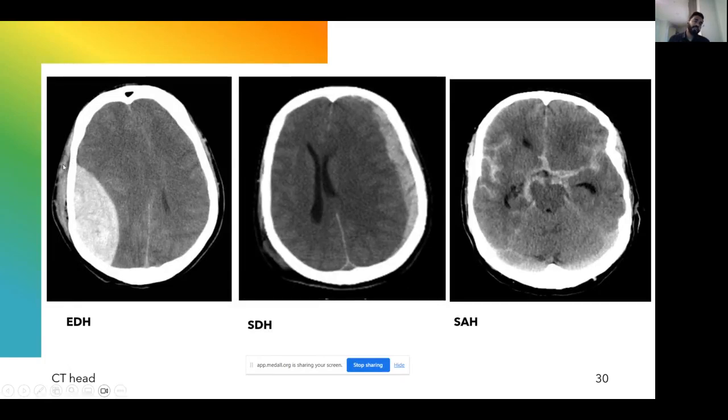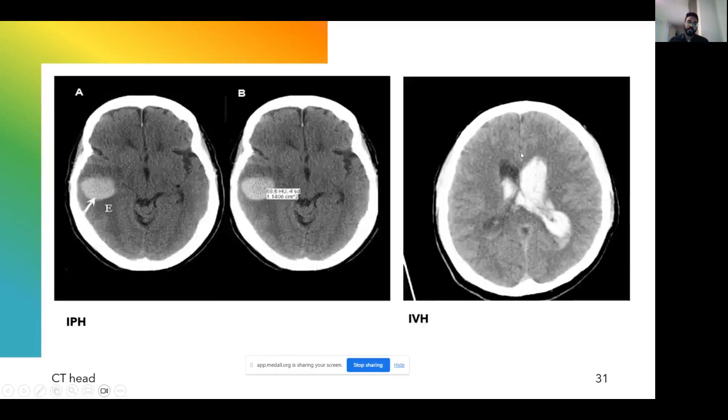The important point is it is not passing the suture line. So this is extradural hemorrhage, that is above the dura mater. And in this case, it is actually crossing the suture line. It is looking convex. This is a subdural hemorrhage. And here you can see that there's bleeding into the sulci and gyri. So this is a subarachnoid hemorrhage. You can see the cisterns being involved as well.